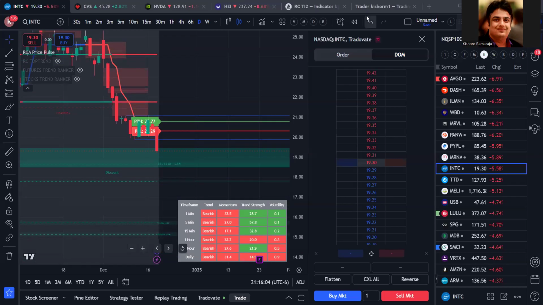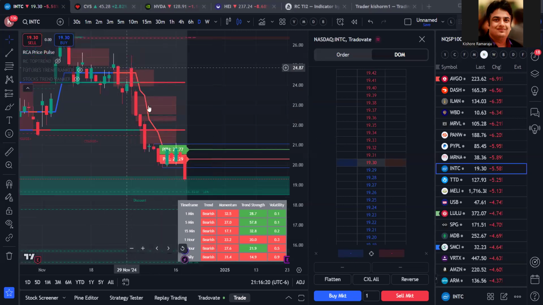So yeah, once you have access to tools, there are TradingView indicators where you look at price pulse, you look at the trend, and then you take the decision whether to buy or sell.